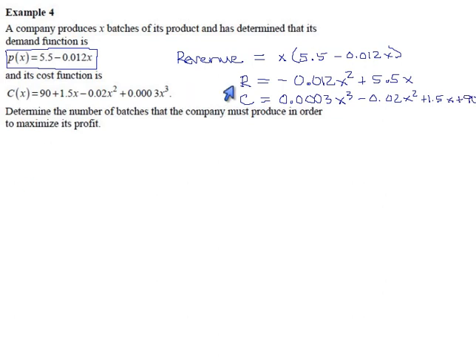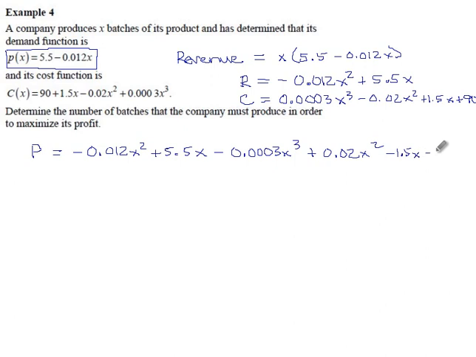Okay, so revenue is the money coming in, costs are the money going out. Your profit overall is your revenue minus your costs. So the entire revenue function minus the entire cost function. Minus 0.012x squared plus 5.5x. I'm subtracting all of these, so minus 0.0003x cubed plus 0.02x squared minus 1.5x and minus 90.